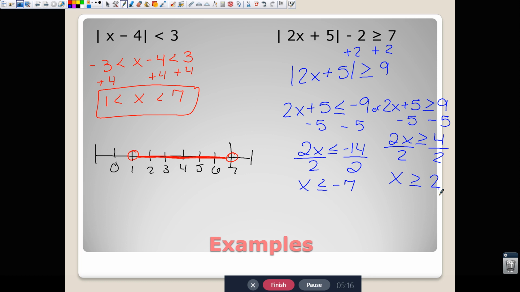So then I'll have my number line. We're at -7, so somewhere right here, and this is going to be a closed circle because it's equal to, and 2, okay, and, oh, they're opposite directions, sorry.